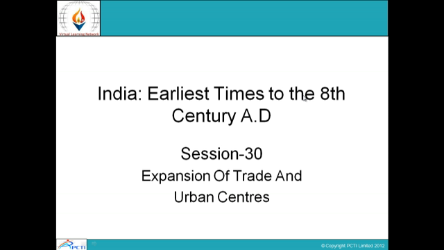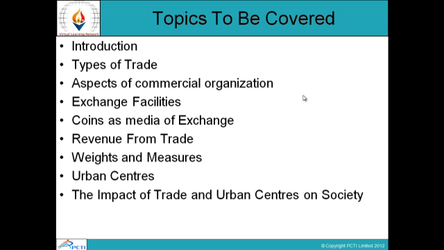This is session number 30 of the subject India: Earliest Times to the 8th Century AD, and the chapter is Expansion of Trade in Urban Centers. Topics to be covered are Introduction, Types of Trade, Aspects of Commercial Organization, Exchange Facilities, Coins as Media of Exchange, Revenue from Trade, Weights and Measures, Urban Centers, and the Impact of Trade in Urban Centers on Society.